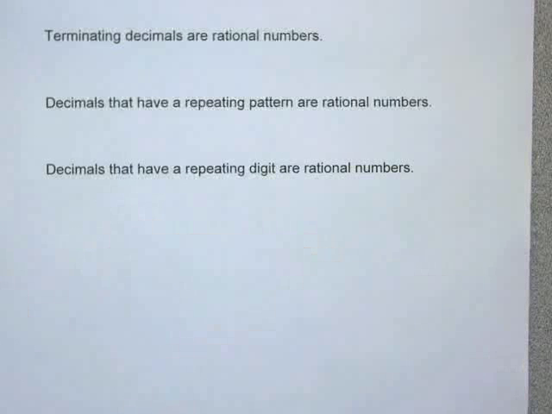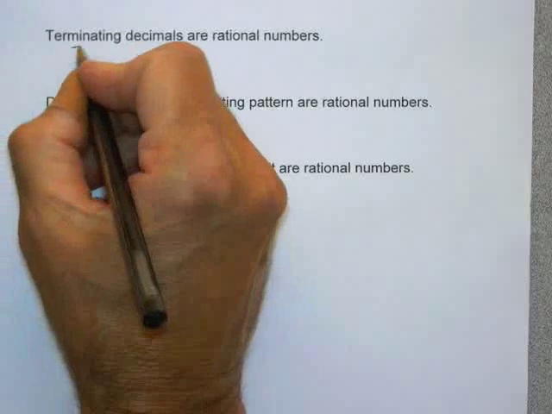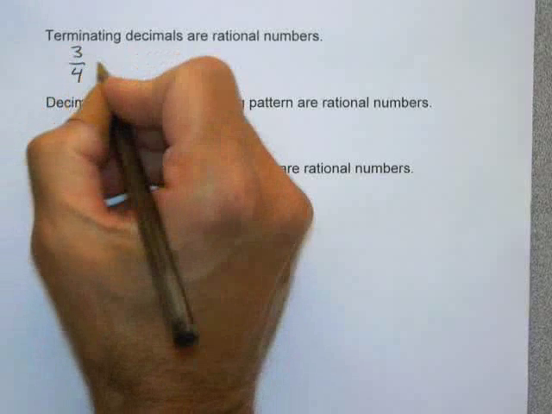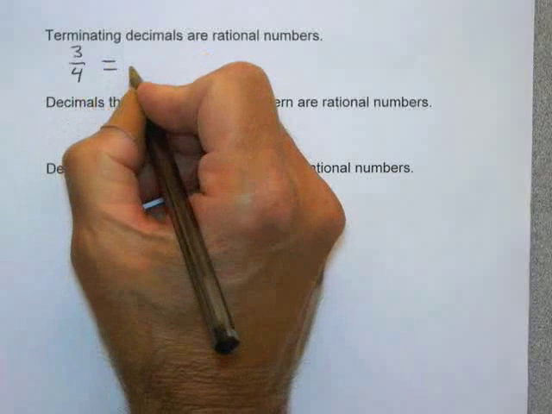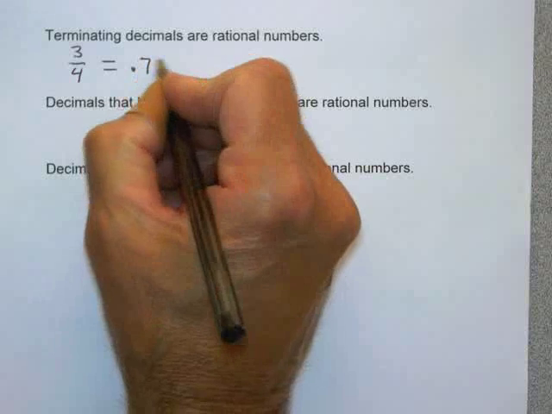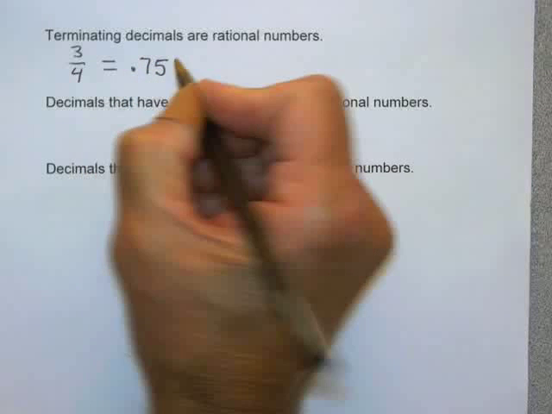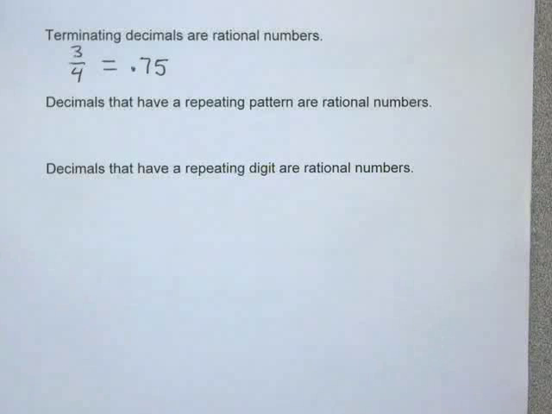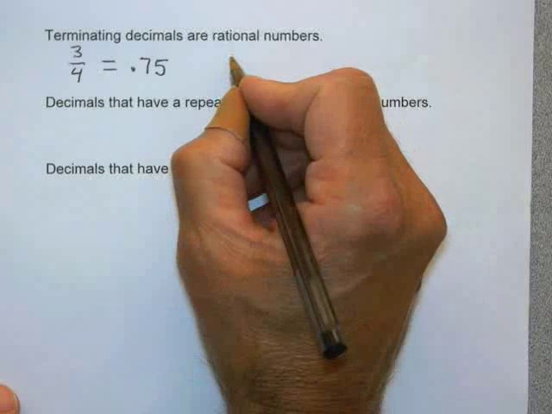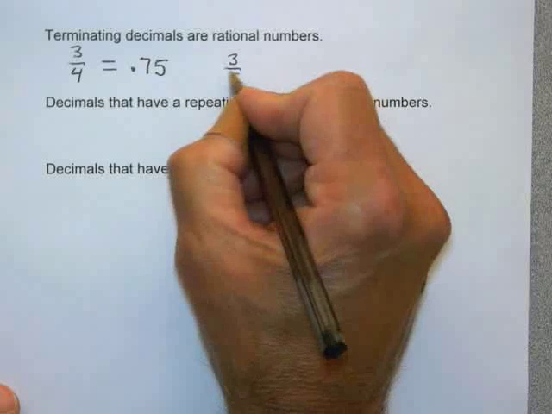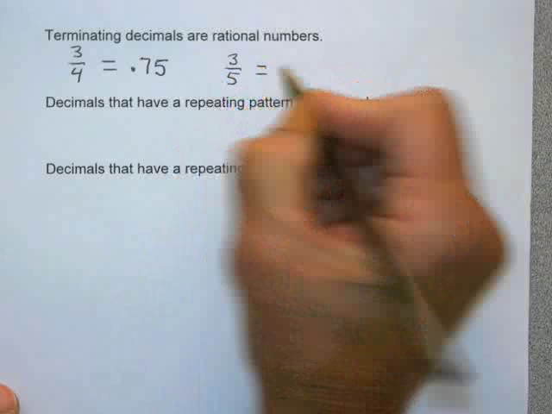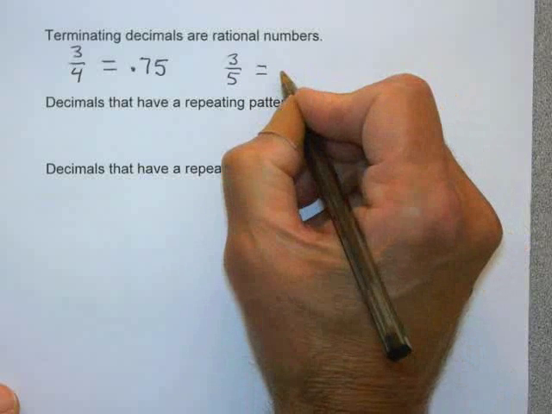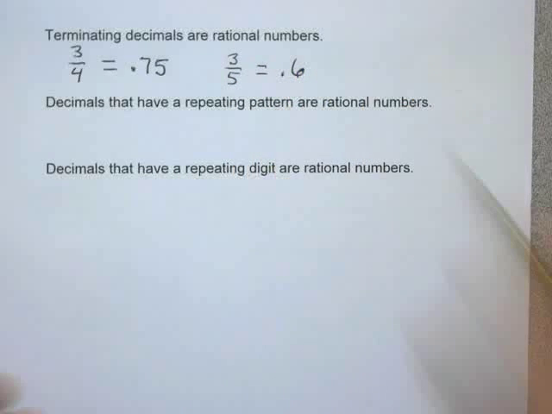Well, let's take a rational number, a number that can be written as a fraction. Converting it to a decimal, 3/4 would be the same as 0.75 or 75 hundredths. Clearly, this terminates. This decimal ends. It does not continue and go on. Another one, of course, would be something like 3/5. If we convert 3/5 into a decimal, we can see that this would be the same as 0.6. These would be rational numbers.